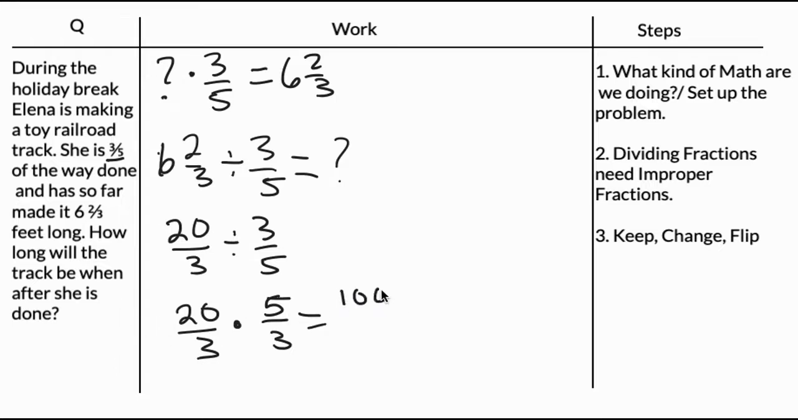20 times 5 is 100, and 3 times 3 is 9, which we can then make into a mixed number of 11 and 1/9 by saying that 9 goes into 100 11 times with 1 left over. So when they're done with the track, it'll be 11 and 1/9 feet.